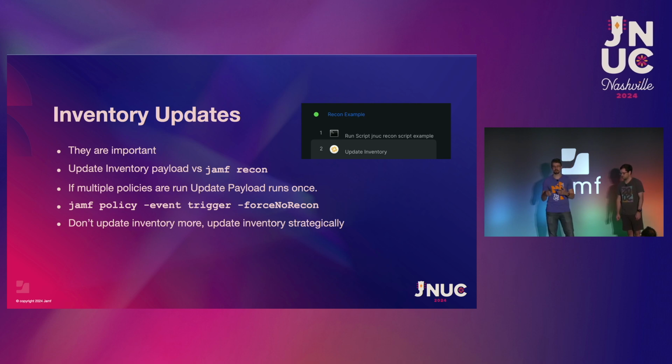Also, the solution to doing inventory updates is not always to do inventory updates more. If you have a large environment and you are doing 20 inventory updates a day per computer, that can actually have effects on your Jamf server, especially if you have webhooks or things that are triggered off of inventory updates. So adding an inventory update to every single policy is not necessarily what you want to do. You really want to just do it strategically when something's going to change.